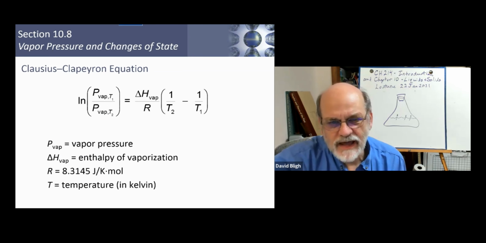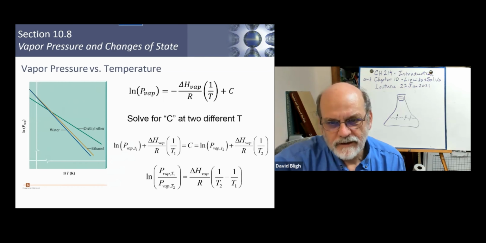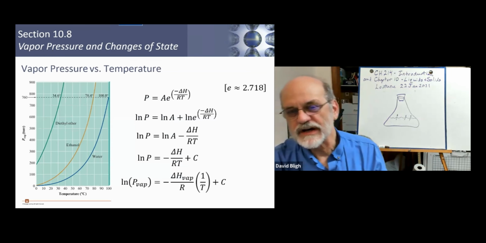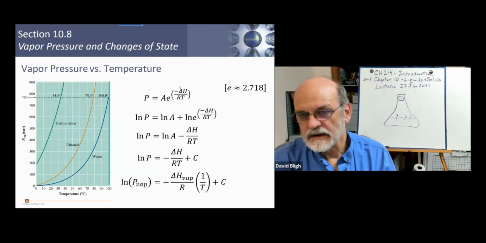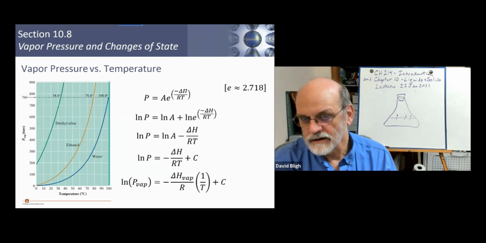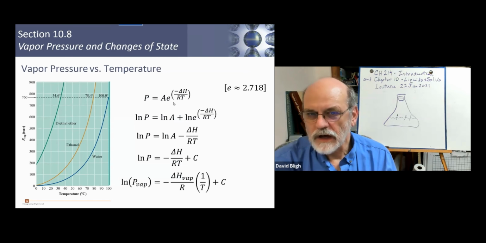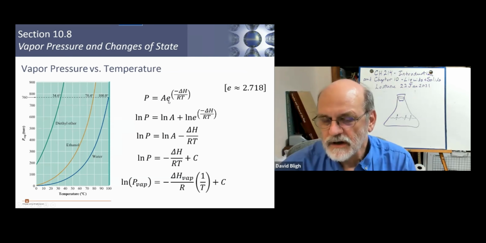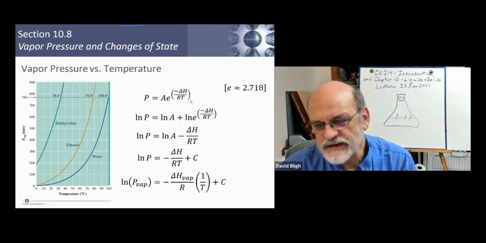No, that's Clausius-Clapeyron, excuse me. Clausius-Clapeyron. And what this equation does is it relates the enthalpy of vaporization to the vapor pressure, right? So if you have knowledge, well, this is the differential equation. The integrated equation works better.